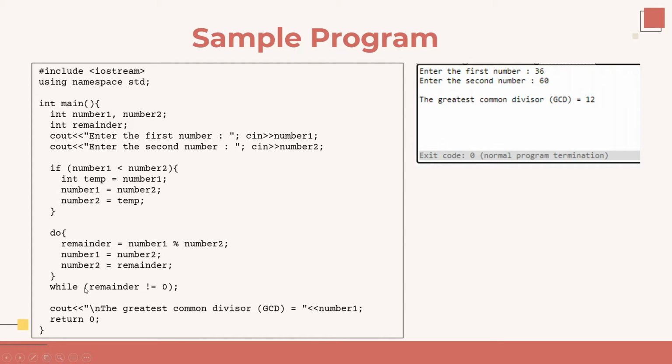And then while, and then the condition, we check the condition. If the value of remainder is not equal to 0, then we execute this statement again. But if the value of remainder is 0, the statement is not executed. And then we print the result. The greatest common divisor, or GCD, is equal to number 1. And this is the output of the program. Enter the first number, and for example the first number is 36 and the second number is 60, so we have the greatest common divisor of 12.